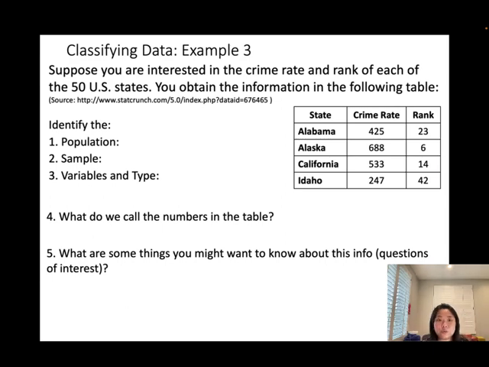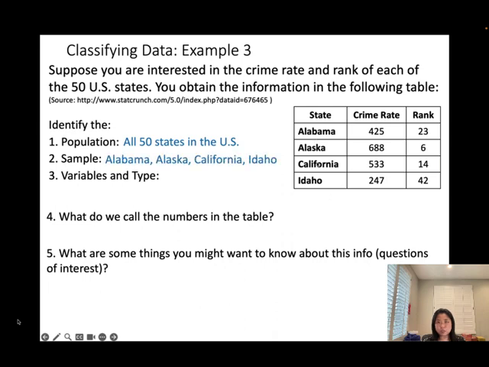Okay, let's check the work. Identify the population. So talking about all 50 states in the United States, that will be the population. Sample, obviously, that would be these 4 states, right? These 4 states will be the sample. We randomly pick them from the 50 states. So this is going to be the sample.